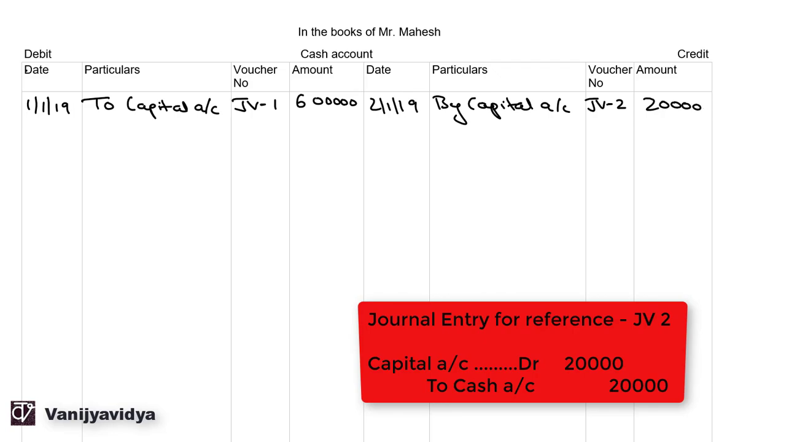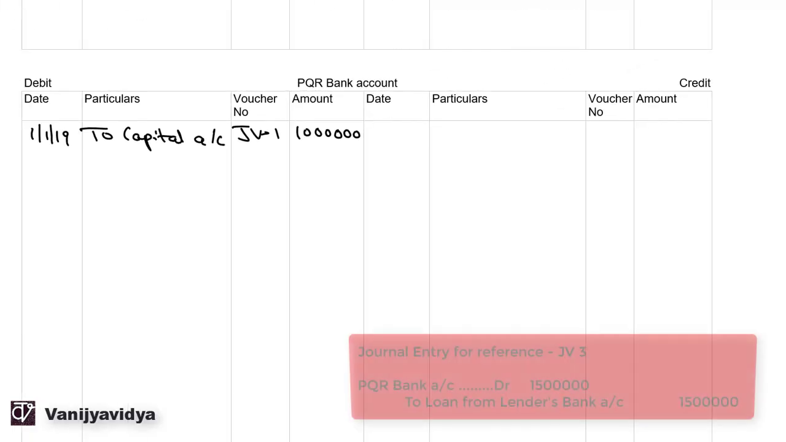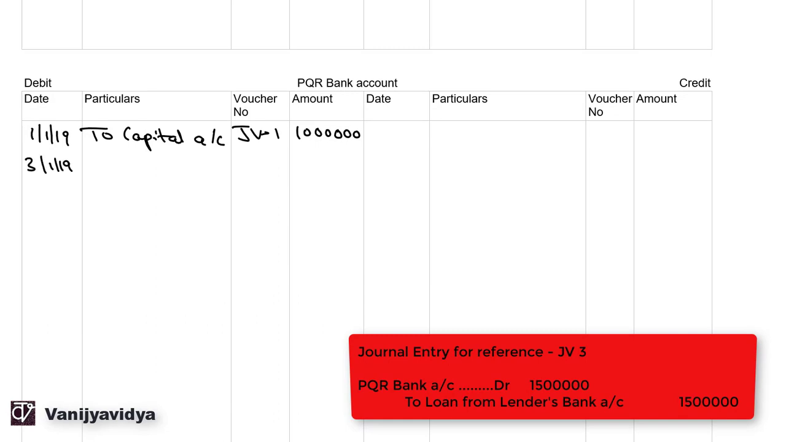Now let's move on to the next journal entry. 3rd Jan 2019, PQR bank account debit 15 lakhs to loan from lenders bank account 15 lakhs, JV3. Now one impact will be on the debit side of PQR bank account and one more on the credit side of the loan from lenders bank account. Let's post this journal entry. PQR bank account debit side, 3rd Jan 2019, to loan from lenders bank account, JV3, and amount is 15 lakhs.